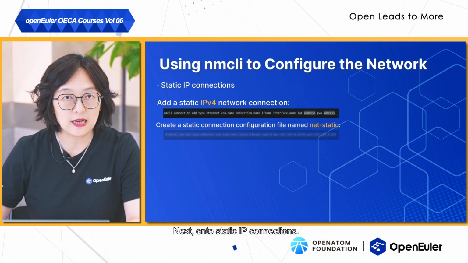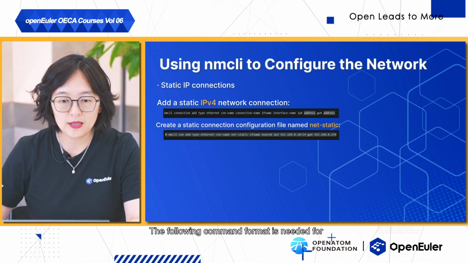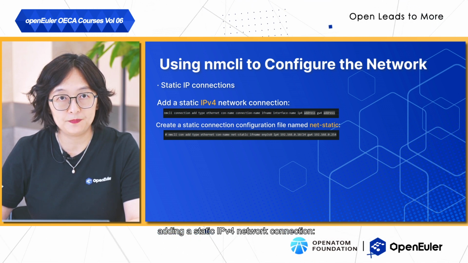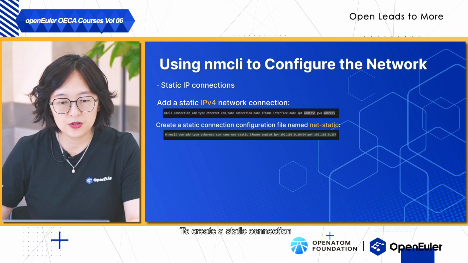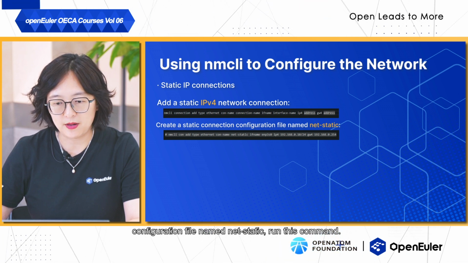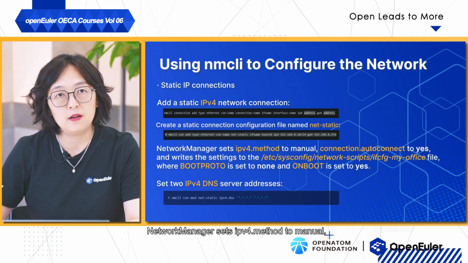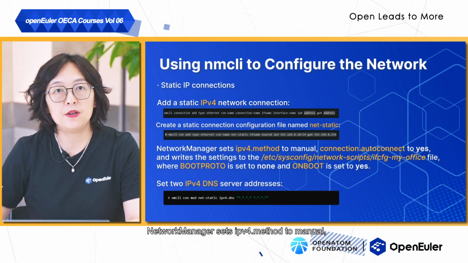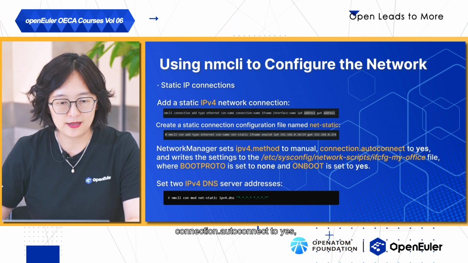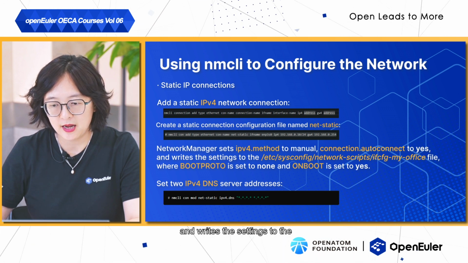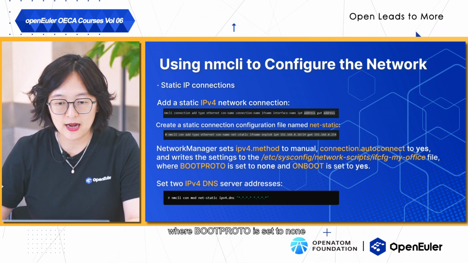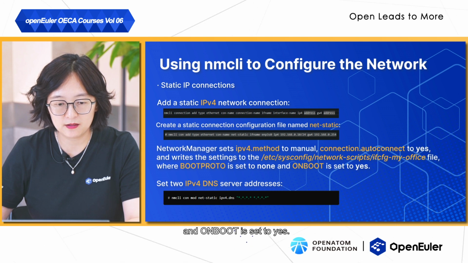Next, onto static IP connections. The following command format is needed for adding a static IPv4 network connection. To create a static connection configuration file named netStatic, run this command. Network Manager sets IPv4.method to manual, connection.autoconnect to yes, and writes the settings to the ifconfig.myoffice file, where boot proto is set to none and onBoot is set to yes.